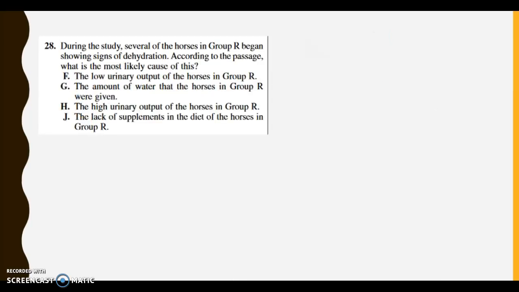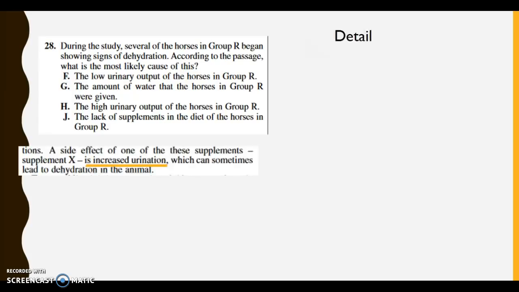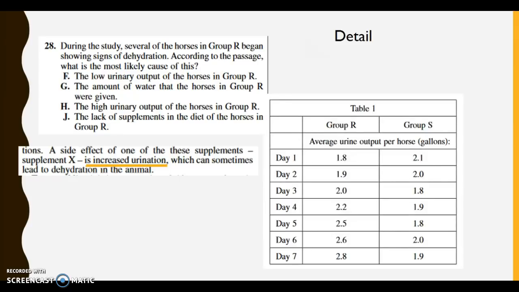Question 28. During the study, several of the horses in Group R began showing signs of dehydration. According to the passage, what is the most likely cause of this? This is a detail question. So, back in our passage, we saw a sentence that said that one of the side effects was increased urination, which can sometimes lead to dehydration. If we go back to our table, we notice an increase in urination, which should, according to our passage, lead to an increase of dehydration, or answer choice H, the high urinary output of the horses in Group R.